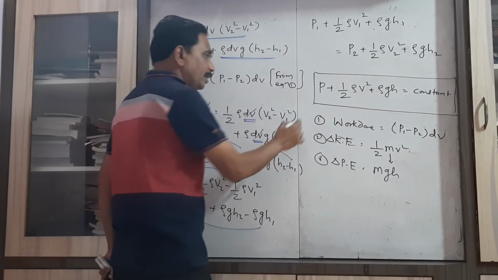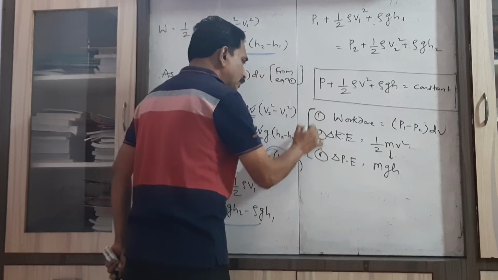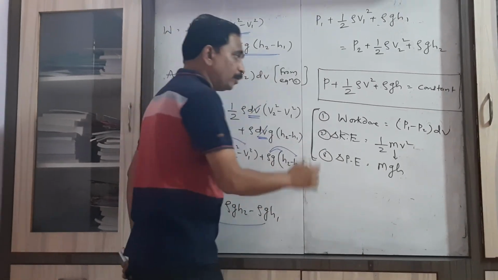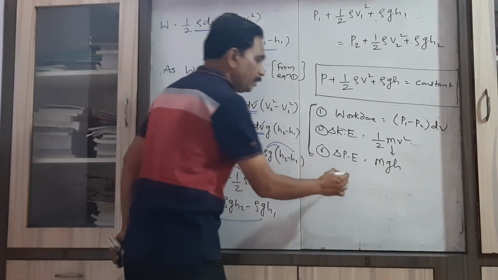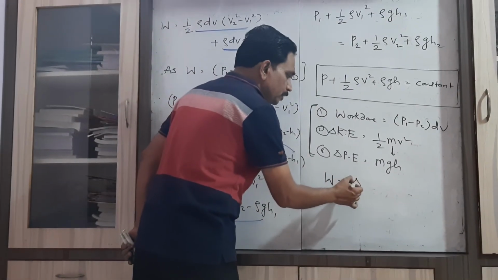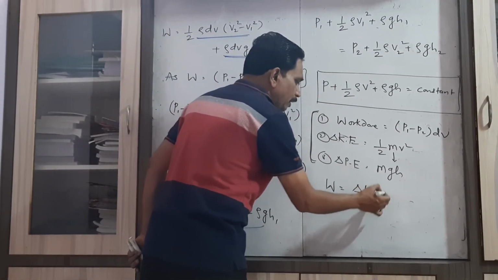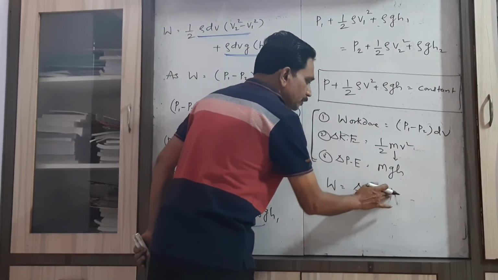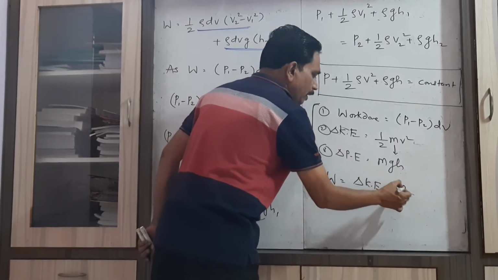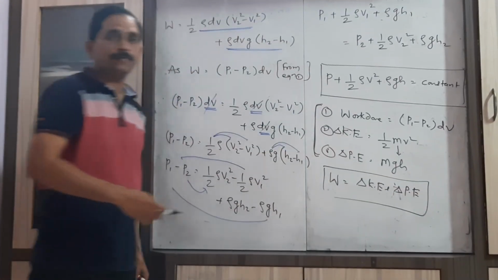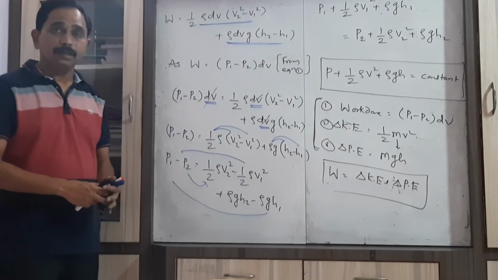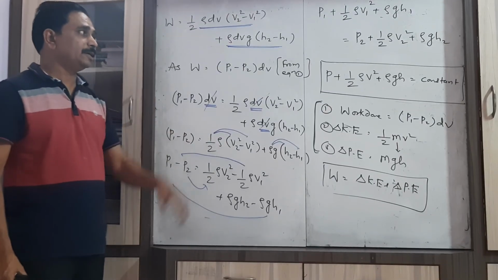And when we obtain all these three values, then we have to put those values in the formula: work done is equal to change in kinetic energies plus change in potential energies. So by keeping these steps in mind, we can easily find Bernoulli's equation.